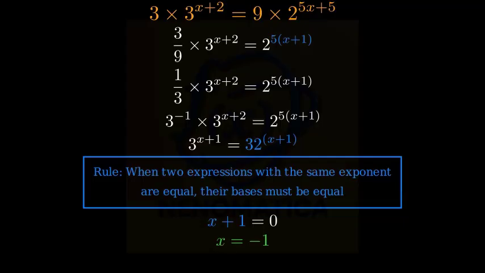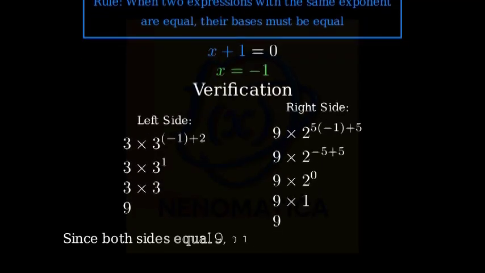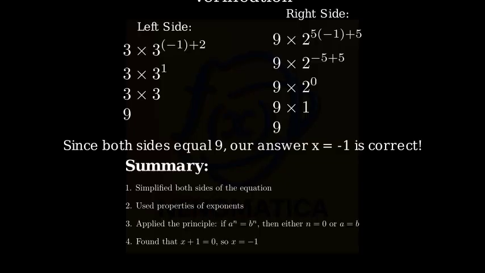Let's verify our answer by substituting x equals -1 back into the original equation. To summarize, we solved this exponential equation by first simplifying both sides and using properties of exponents. We recognized that when two expressions with the same exponent are equal, either the exponent is 0 or the bases are equal. Since the bases were different, we concluded that x plus 1 equals 0, giving us the solution x equals -1.